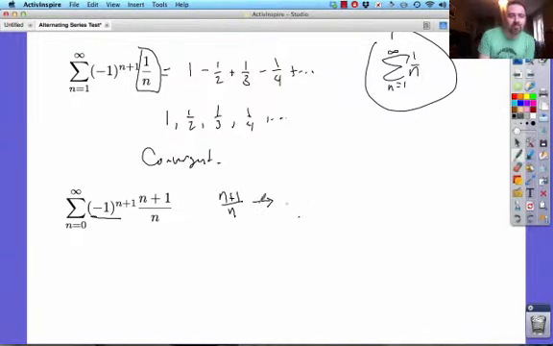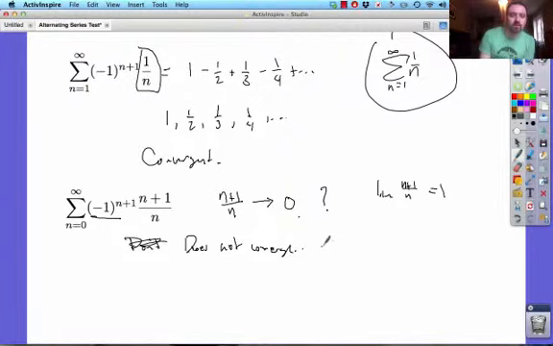However, what's happening here, is this going to 0? It has to be decreasing, and this must approach 0. Well, we know that the limit of something like this goes to 1. So this does not converge, at least by the alternating series test. I haven't proved this divergent, but I have shown that it does not converge, at least by this test.